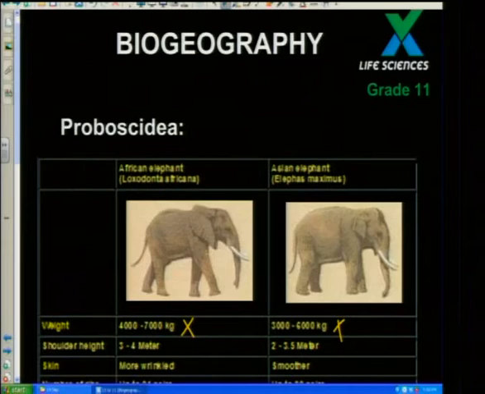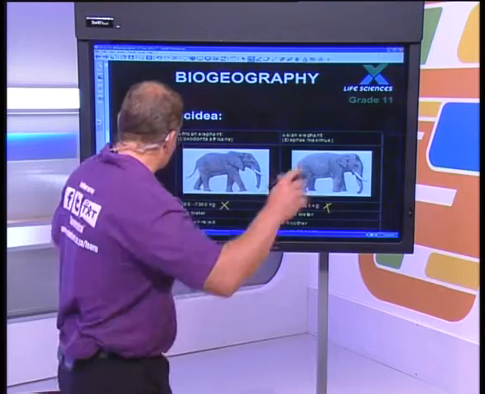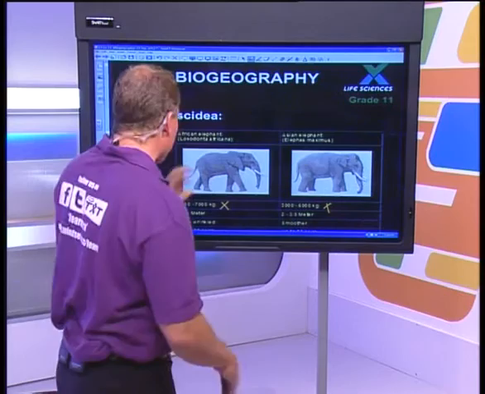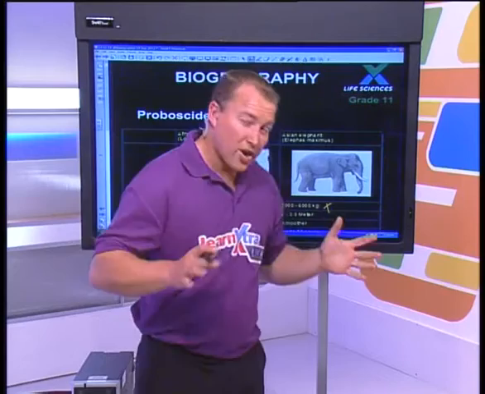Okay? Now, meters in height. That's shoulder height. So when it's standing where its shoulder is, the African elephant's about 4 meters. Okay? And the Asian elephant is 2 to 3.5. So it's a lot smaller elephant.